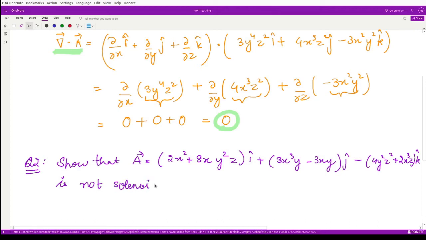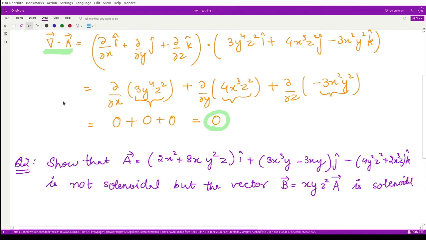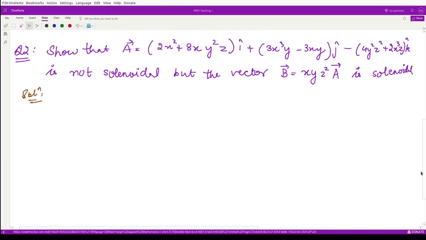Firstly, we are to show that this vector is not solenoidal. Then we define another vector B, which is nothing but x y z square multiplied by the vector A. We are to show that this vector is solenoidal. So let's get started with this question. For the solution part, firstly we'll calculate the divergence of the vector A.